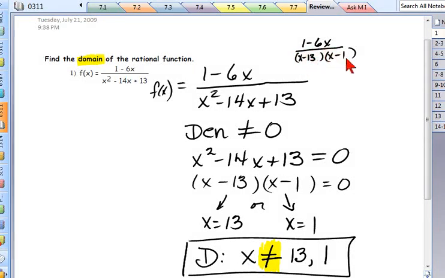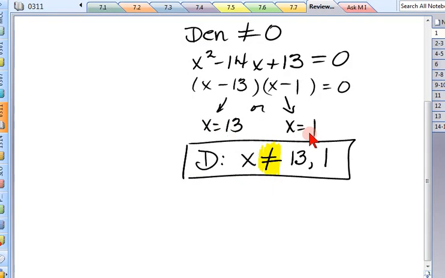The reason I said x can't be those numbers, what if x is 13? I'd have 13 minus 13, which is 0, times who cares what else. If the denominator is 0, the expression is undefined. So I have to say, see, I broke the rule right here, when I said, let it equal 0, find out what will make it be 0, and then exclude those numbers. So once you find out what will make it be 0, exclude them. Okay?